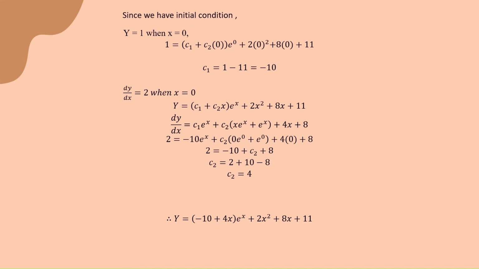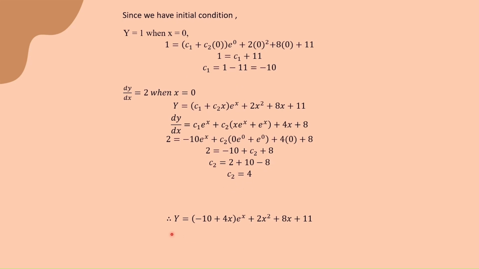Since we have the initial conditions stated in the question, we need to substitute them into the general solution that we just obtained. With y equals 1 when x equal to 0, we substitute into the general solution and we get c1 equal to minus 10. And if the first derivative equals 2 when x equal to 0, we substitute into the general solution, and we get c2 equals to 4.